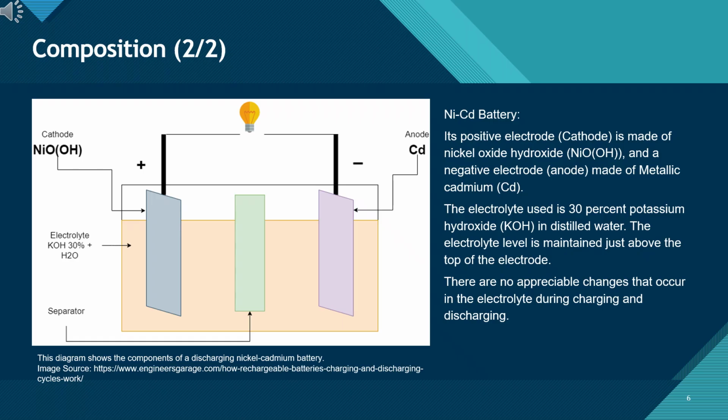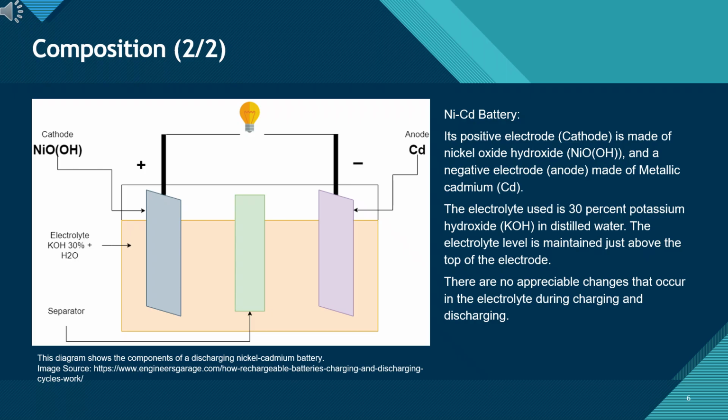Now let's look more closely at how a nickel-cadmium battery is built and how it works during discharge. On the positive side, or the cathode, we have nickel oxide hydroxide, NiOH. On the negative side, or the anode, we use metallic cadmium, Cd. The electrolyte is a 30% potassium hydroxide, KOH, solution in distilled water. Notice that the electrolyte here is different from what we saw in lead-acid batteries. It's alkaline, not acidic. That's why NiCd cells are sometimes referred to as alkaline batteries.